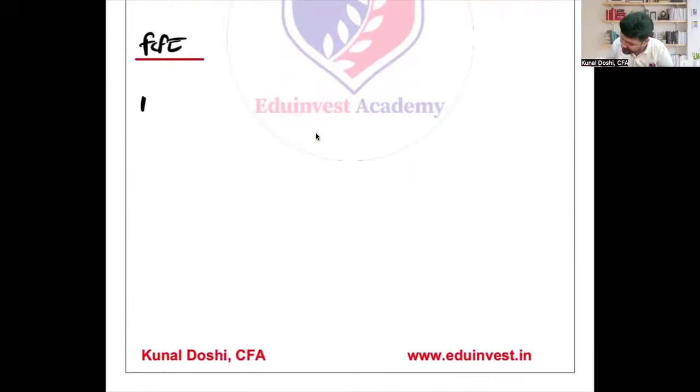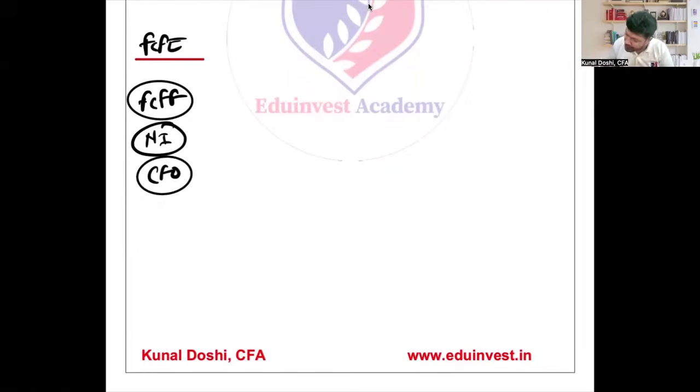FCFF approach to finding the FCFE. Sorry, my handwriting is getting more and more brilliant day by day. So first we will use the FCFF approach, correct? The second, we will use the net income approach. Third, we will use the operating cash flow approach, again for the same thing. And the last, where we will use the target debt ratio. What is target debt ratio? When they give us target debt ratio, what should we do? This is very crucial. I expect this to be asked in exam.